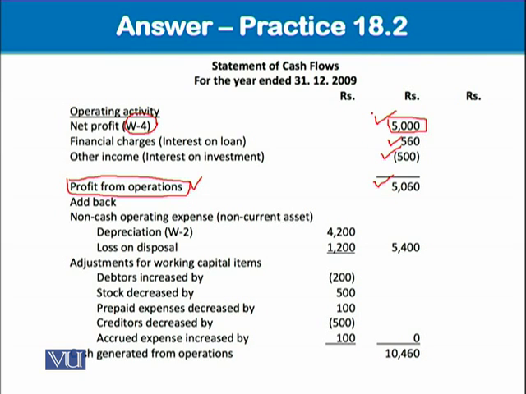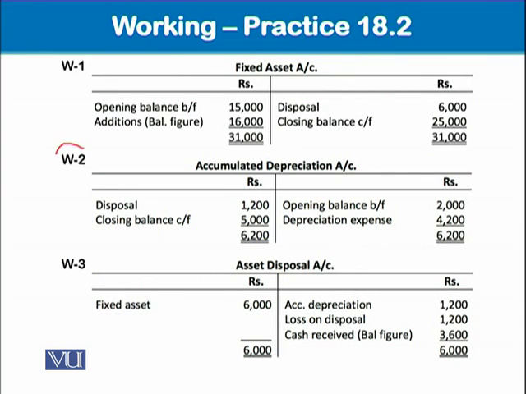Again, just focus that this is the reverse order that we are working in. Normally, from profit from operation, we add other income and we subtract financial charges to get net profit. But in reverse order, we will be doing positive to negative, negative to positive. Well, then add back non-cash operating expenses which relate to non-current assets, which are depreciation and loss on disposal. In this case, we have to add them to this operating profit figure. So how to calculate this depreciation? See working 2. Here we go, working 2.